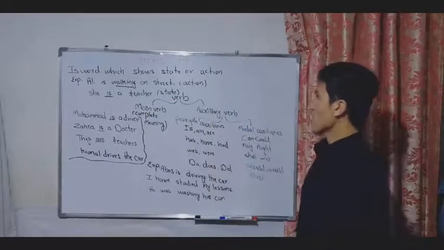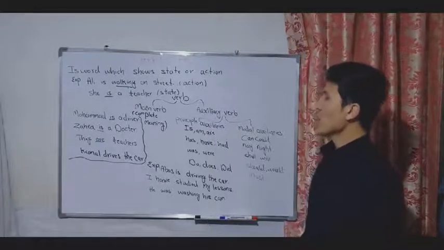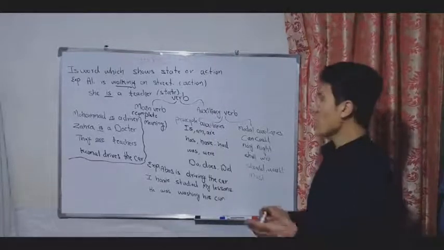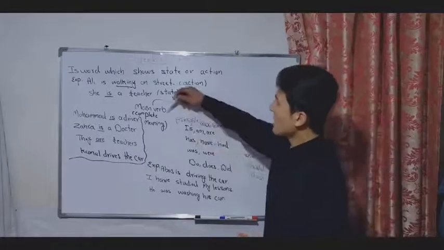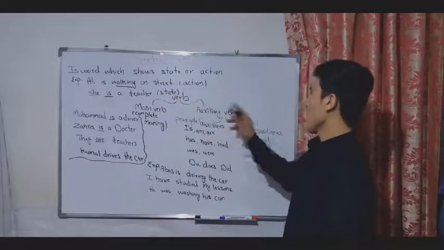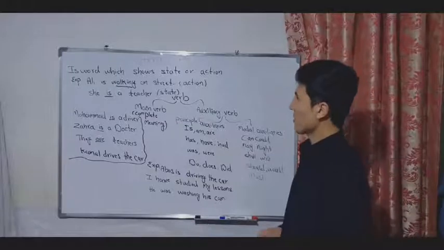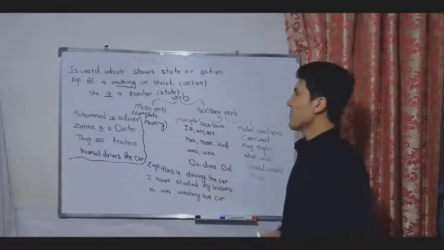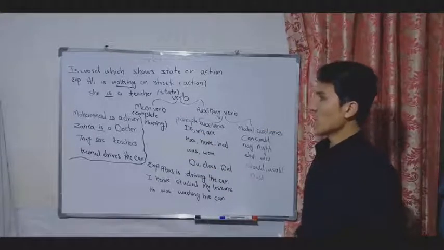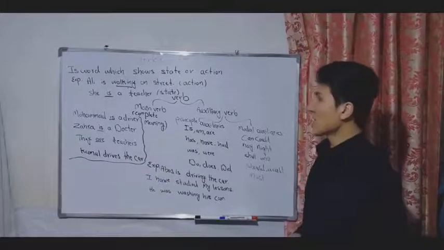But the most important thing is that in the English language, the verb is divided into two parts: the main verb and the auxiliary verb. What is a main verb? The main verb is a verb which has a complete meaning and it can stand alone.